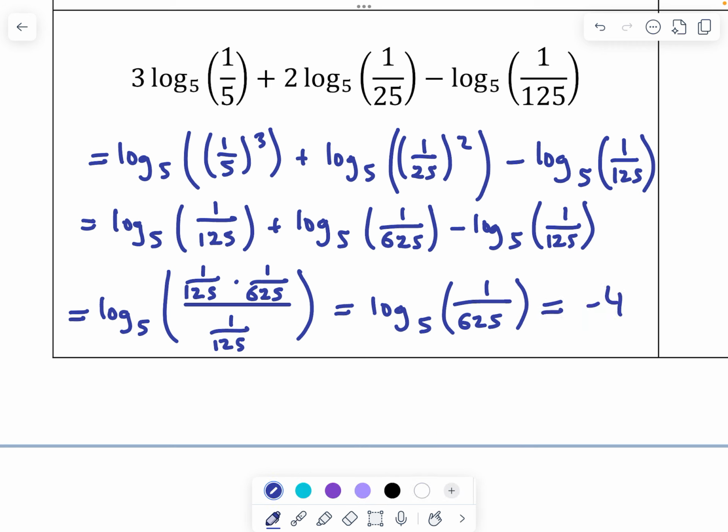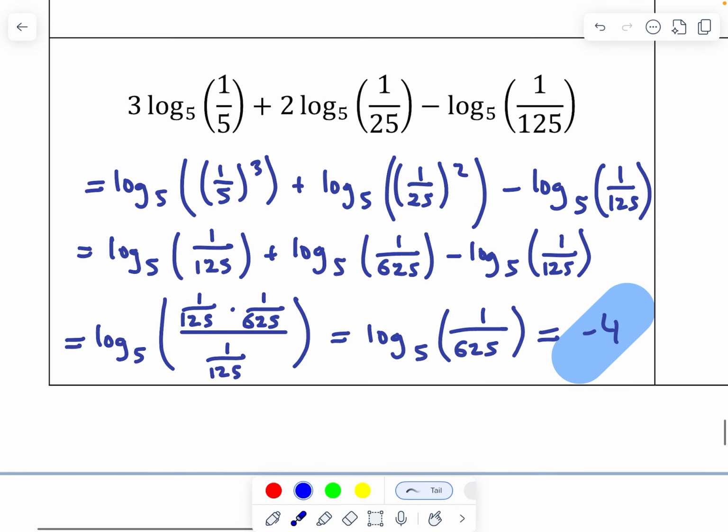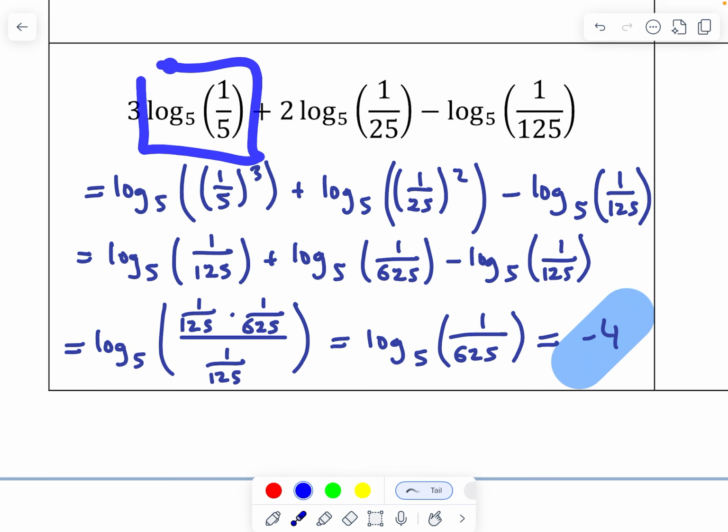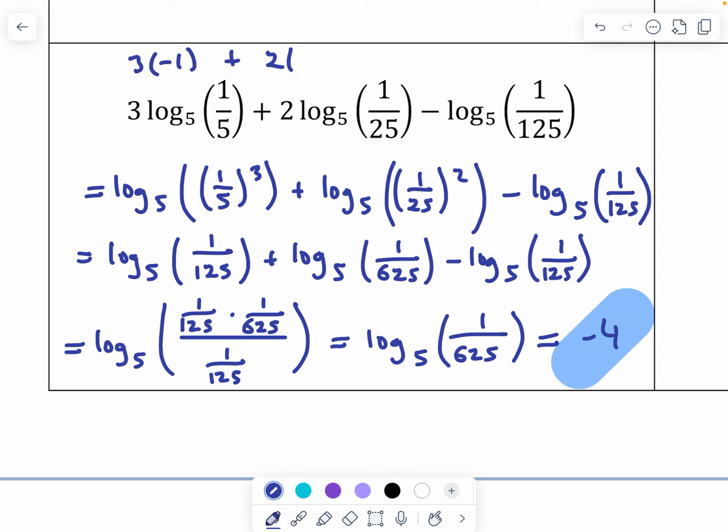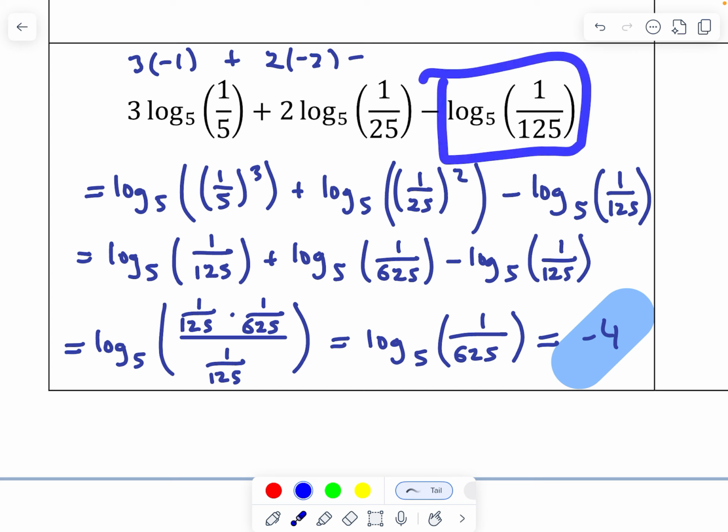Okay, great. So not exactly the way I would do this if I was given freedom, but if we are to apply the properties of logarithms, this is how it would get done. But again, look from the beginning here. What is log base 5 of 1/5? That's just going to be negative 1 plus 2 times, what is log base 5 of 1/25? 1 over 25. That's going to be negative 2.